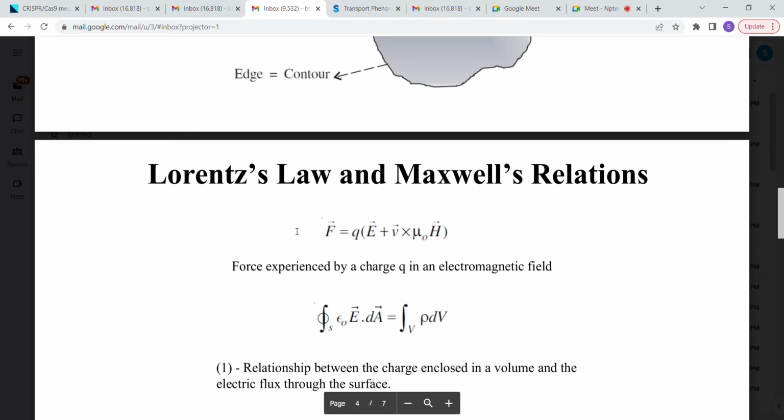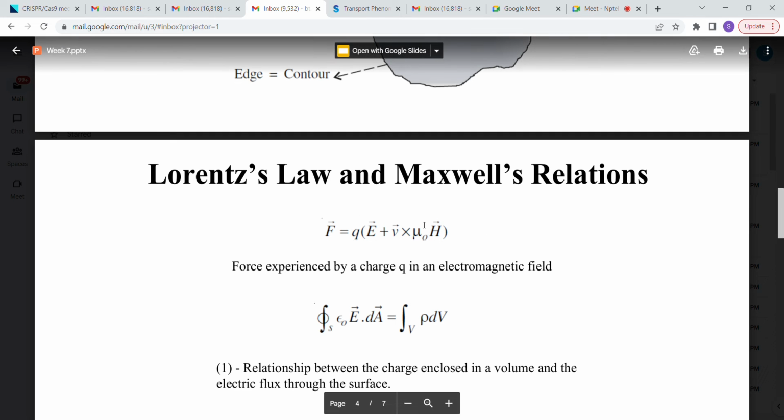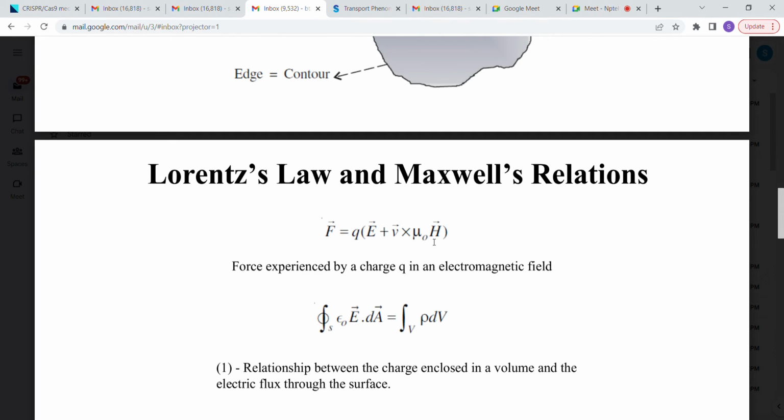So basically, the Lorentz law tells us the force that's being exerted on a charge that is moving with the velocity v, which is represented by the vector v. So it's basically E vector plus V vector cross mu naught into H vector, where E is the electric field and H is the magnetic field, and mu naught is the permeability of free space or vacuum.